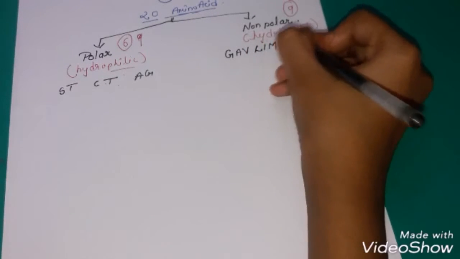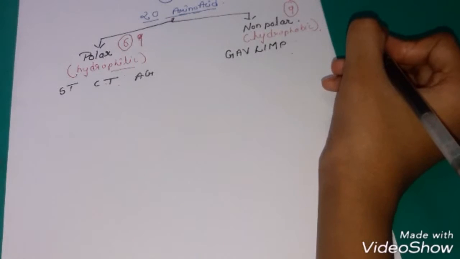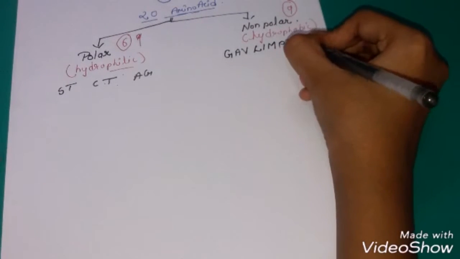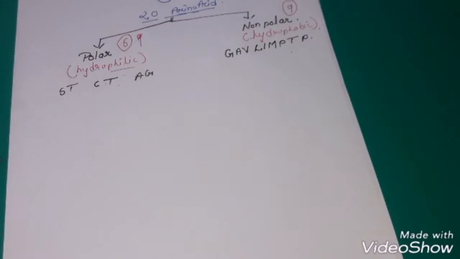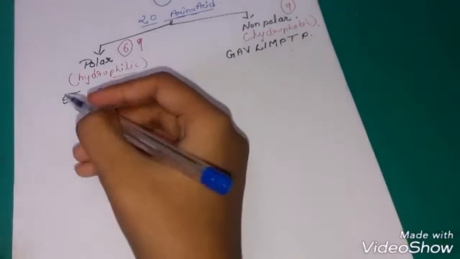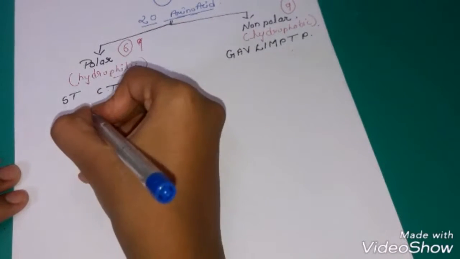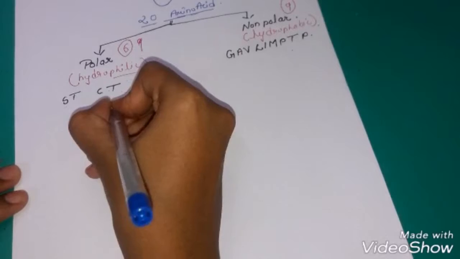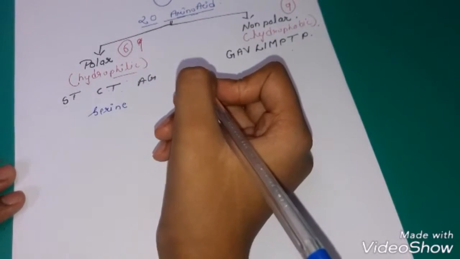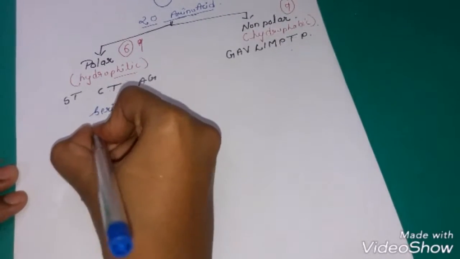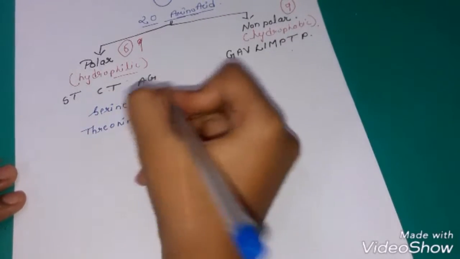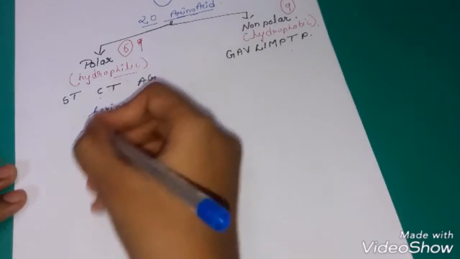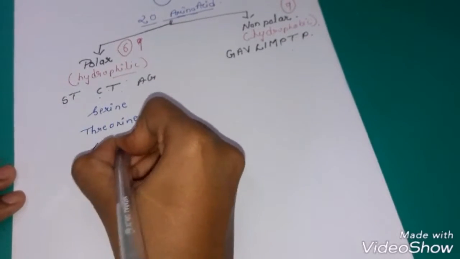LIMP, and TP. So we are going to see which amino acids are related to this. So for polar, first comes S, that is serine. Next is T, that is threonine. Third one is C, which is cysteine.